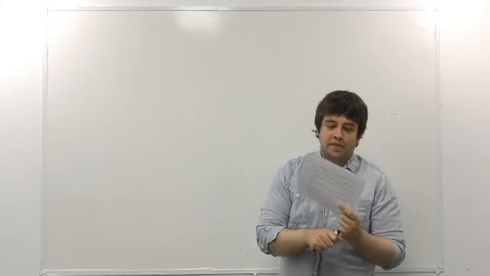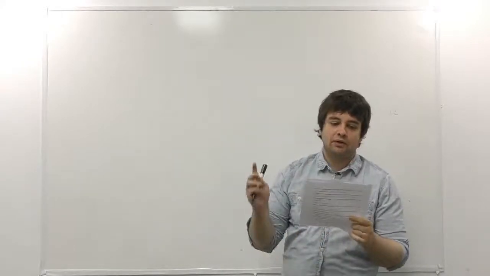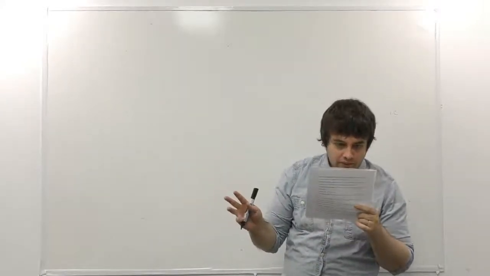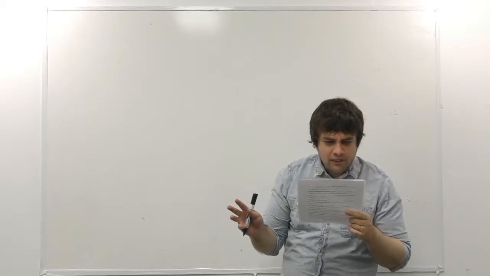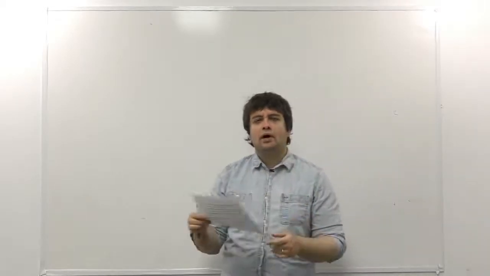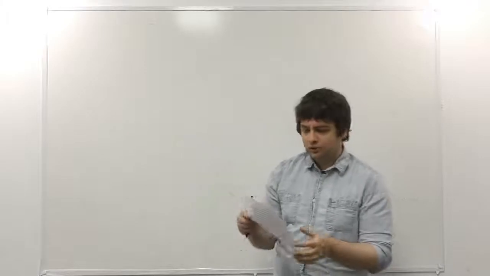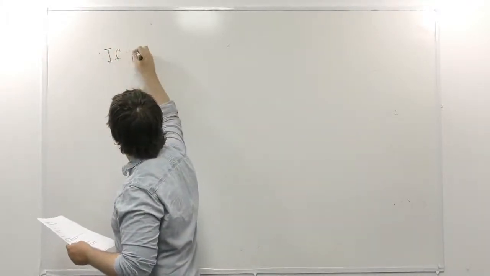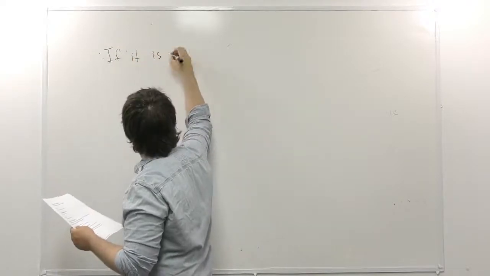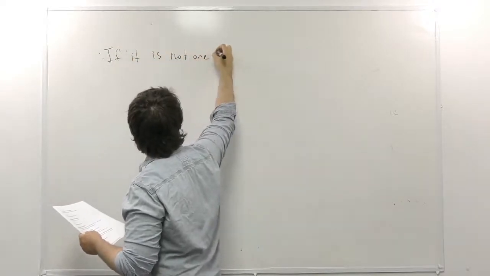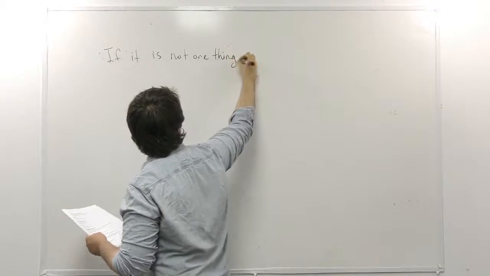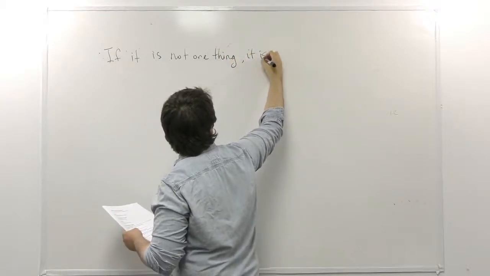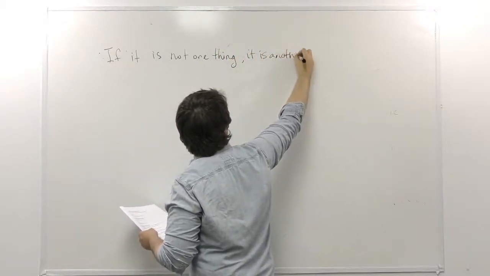Now, the example here is correct. It says if it's not one thing, period, or is that a comma? I hope that's a comma. It is another. I don't know why everything is capitalized here. It shouldn't all be capitalized. It should just be if it is not one thing, it is another.